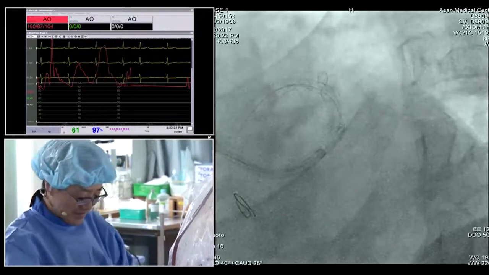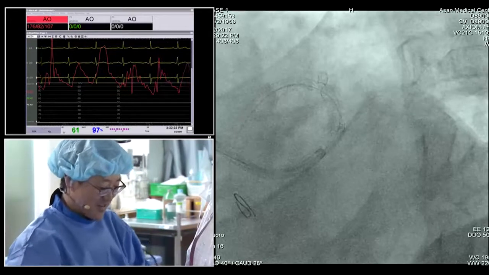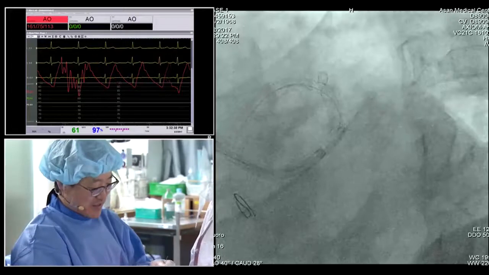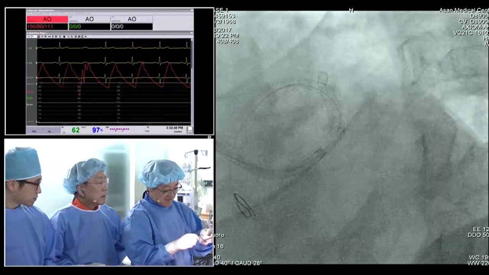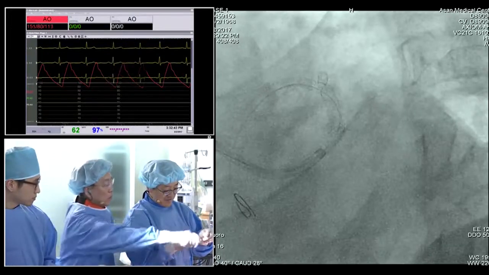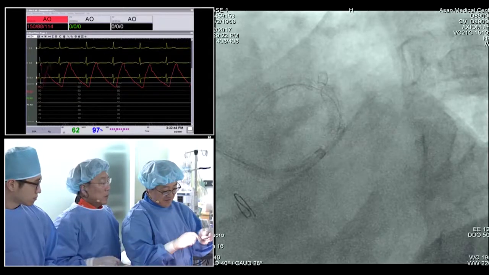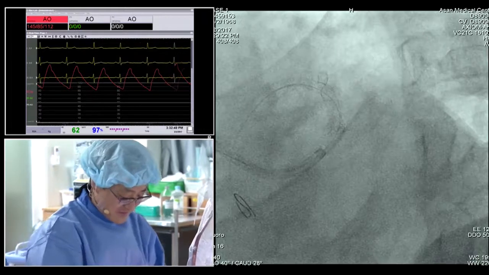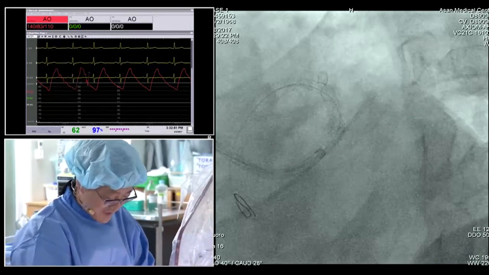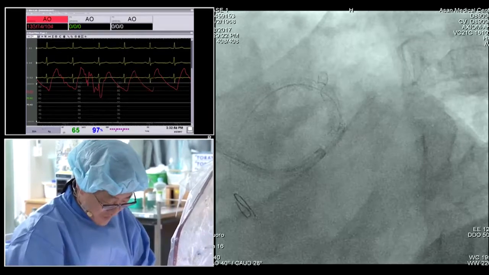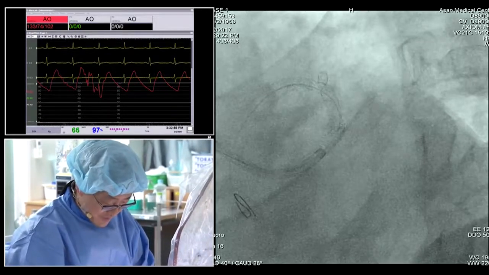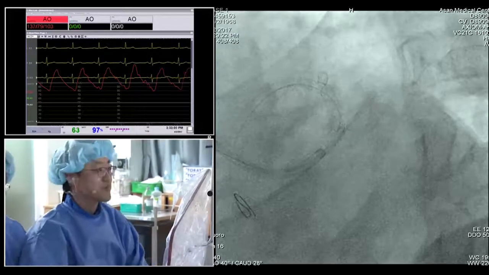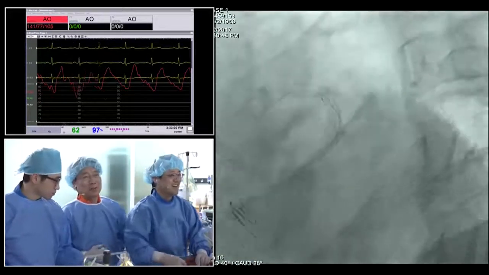Okay. While changing the curve and accessing the circumflex, what is your comment, just asking, is there any difference between the second generation stent and the third generation, fourth generation stent? Is there any advantage or are all the same? No, I'm not sure. To be honest, I'm not sure.